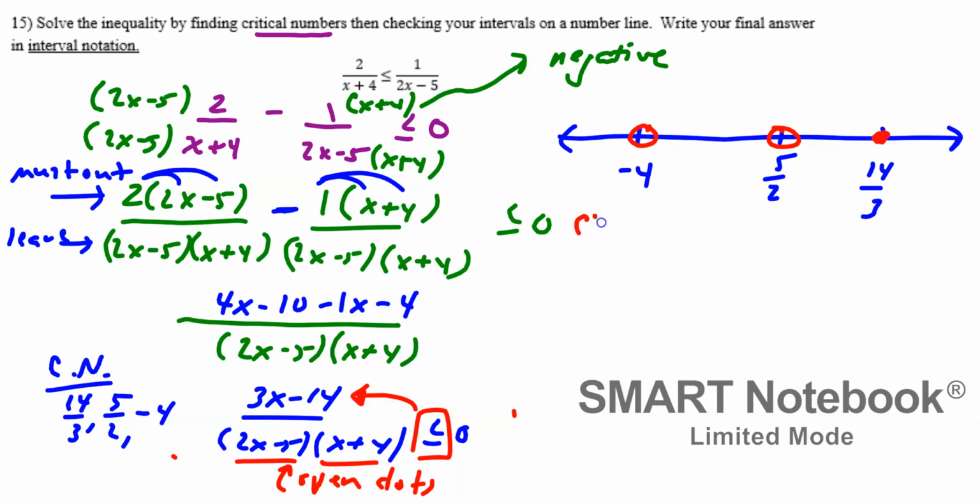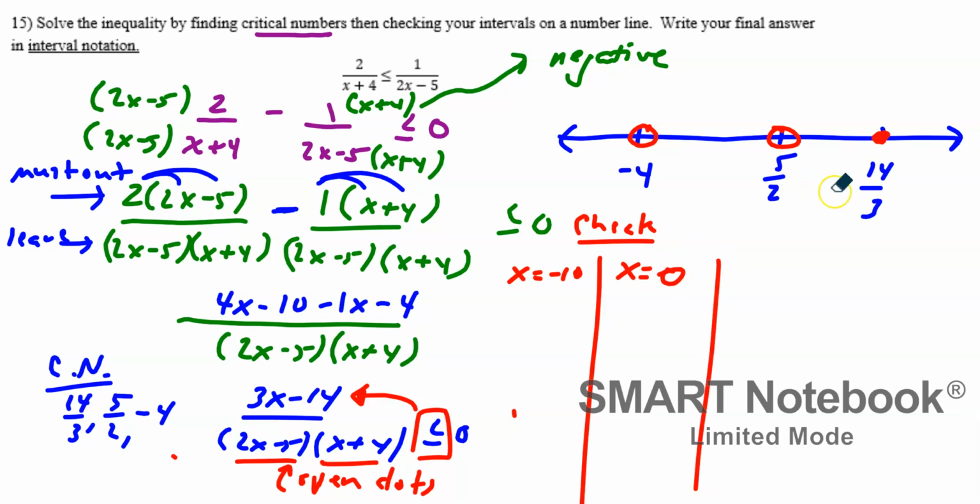Now time for the checking. Okay, so we need to pick values within each of these intervals. So I'm going to pick x equals -10 because I know it's for sure less than -4. In this interval here, I'm going to pick x equals 0. In this interval, between 2.5 and, let's see, that would be like 4 point something, I'm going to pick x equals 3. And then here I'm going to pick something much bigger like 10.